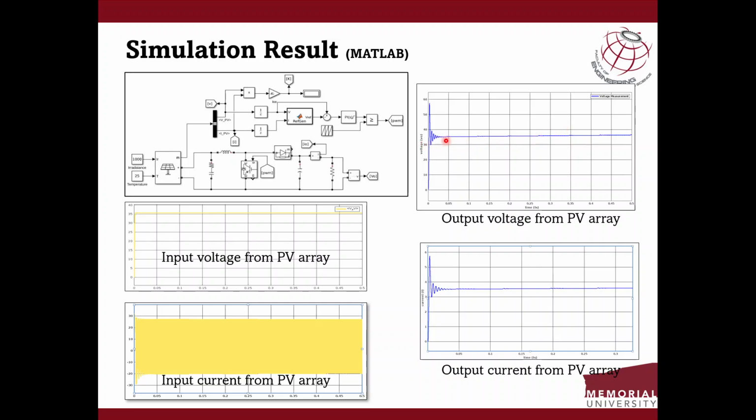And the graph shows a smooth graph of 35 volts. So it's only for the MPPT. This will correct the output voltage as we require for the system.